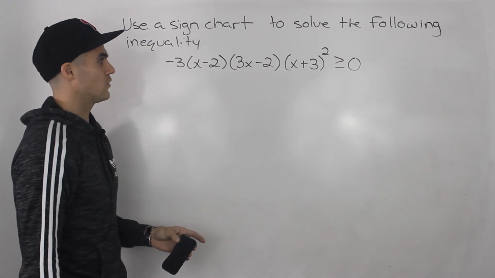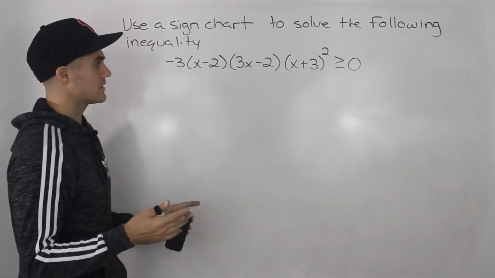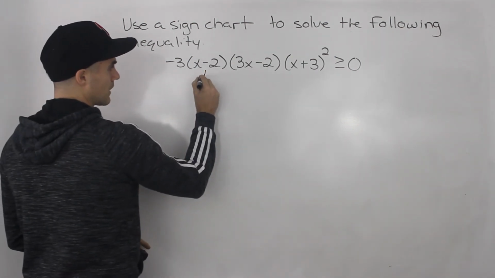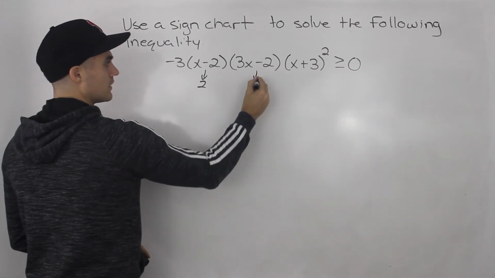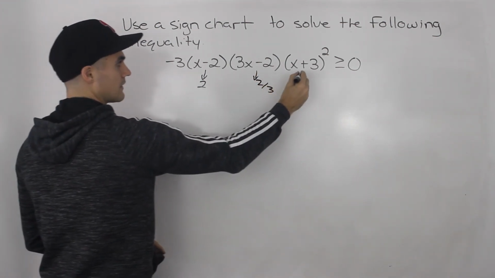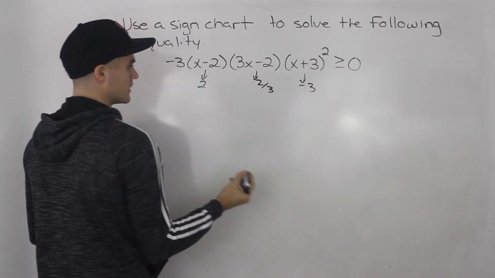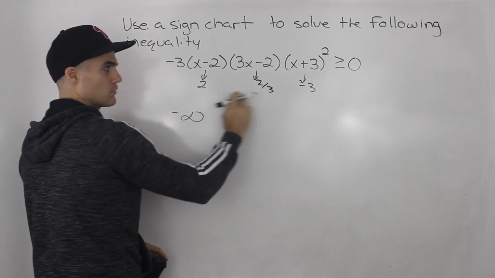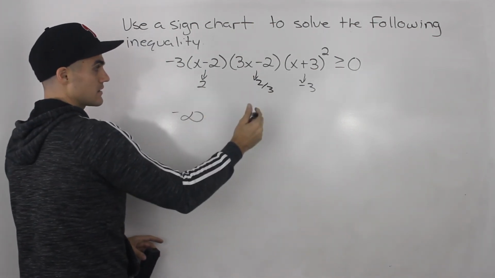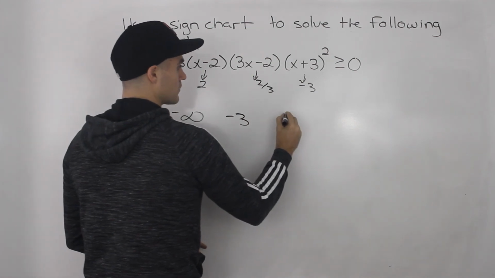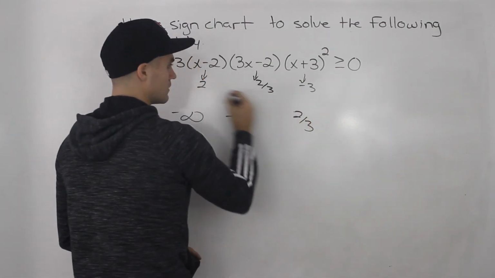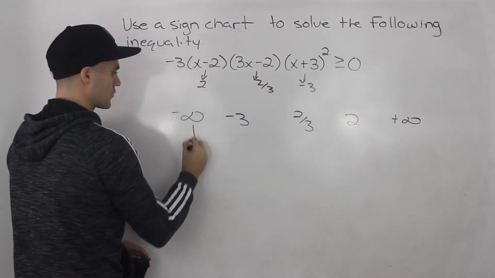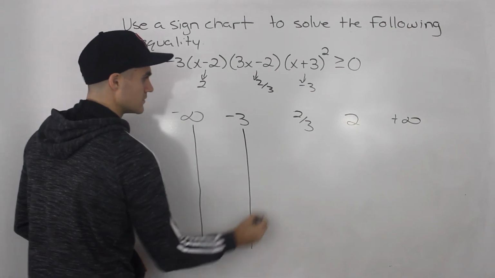chart. So as we mentioned before, when we're making a sign chart, first thing we need is the x-intercepts of that polynomial. And because it's factored, we could figure them out. The x-intercept here is going to be 2. Here it's going to be 2 over 3, and then here it's going to be negative 3. So when we make our sign chart, we start at negative infinity, and then we write out the x-intercepts from lowest to highest. So negative 3, then we got 2 over 3, then we got positive 2, and then we got positive infinity. Then we create columns for each of these.